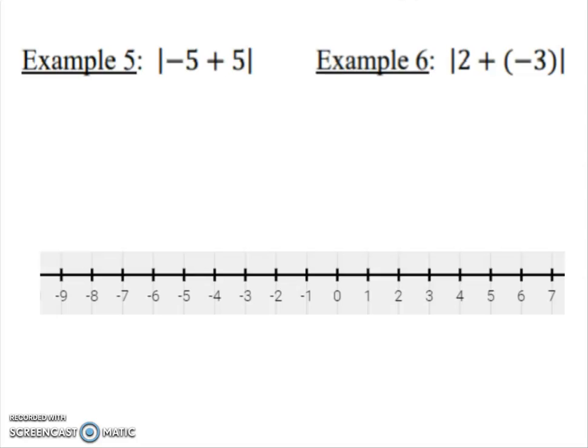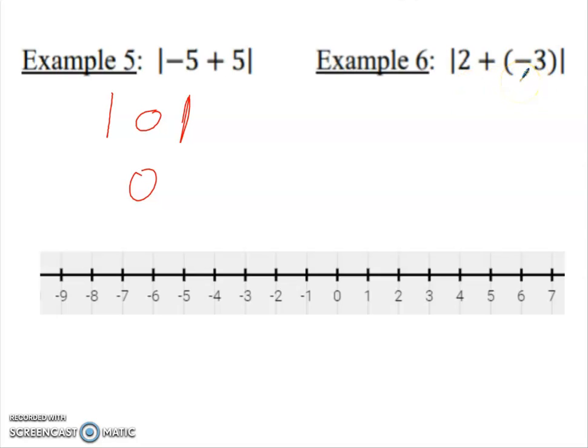Next problem, we have -5 plus 5. So again, opposite signs, we're going to subtract and keep the sign of the bigger number. So 5 minus 5 is going to be 0. And the absolute value of 0 is going to be 0.